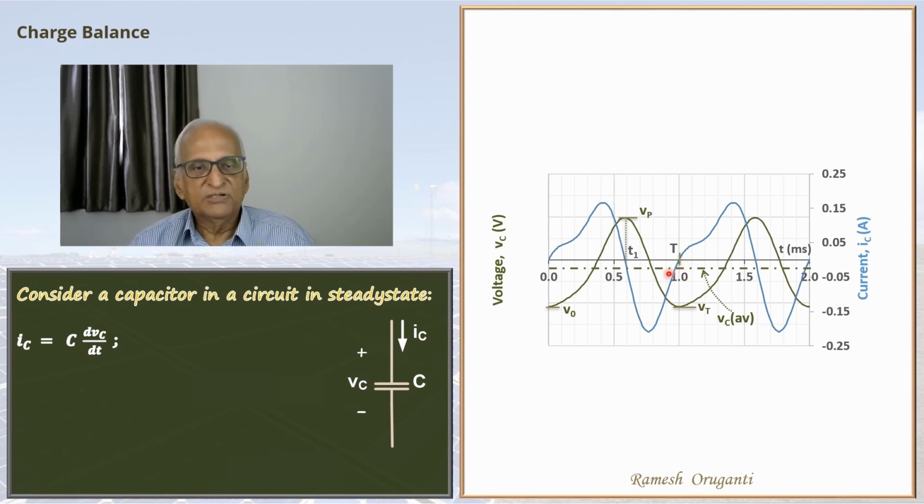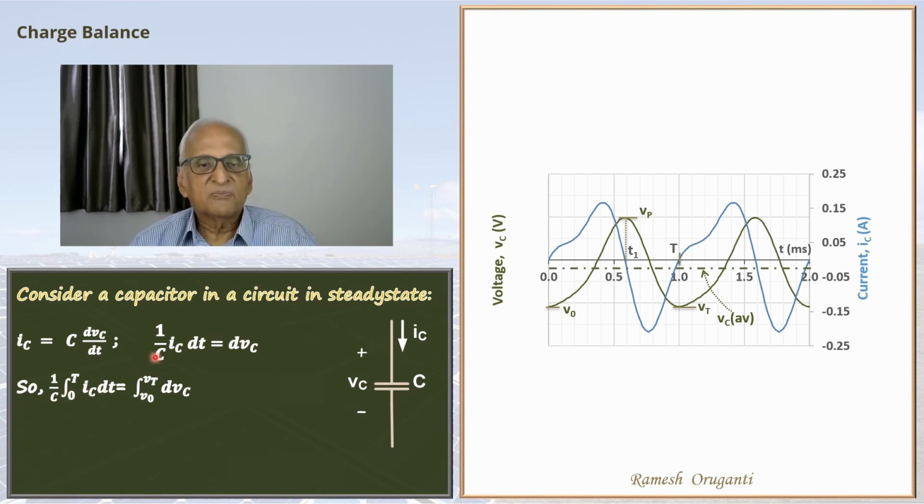Now we will take this equation IC equal to C dVc by dt and write it in differential form. So 1 over C IC dt equals dVc. We will integrate both sides between t equal to 0 and t equal to capital T. On the left hand side, the integrating variable is t, so the limits are between 0 and capital T. On the right hand side, the integrating variable is Vc, so the limits will be the values of Vc at t equal to 0 and at t equal to capital T. So this will be 1 over C integral 0 to capital T IC dt equals integral V0 to Vt dVc.